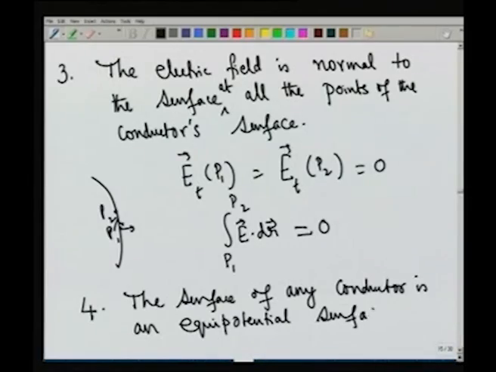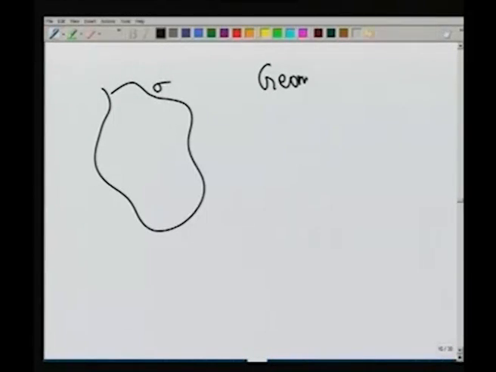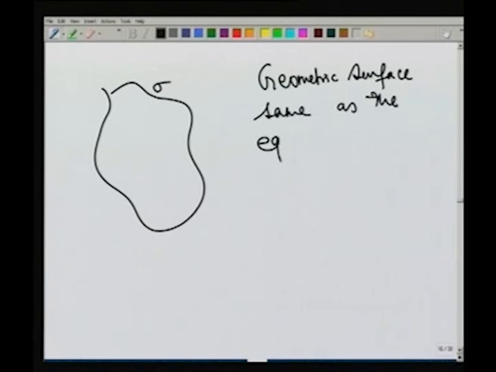This is indeed remarkable. What we are saying is that if I give you a conductor like this, and if I place a charge on it, sigma is such that the geometric surface and the electric equipotential surface coincide with each other. The geometric surface is the same as the equipotential surface.